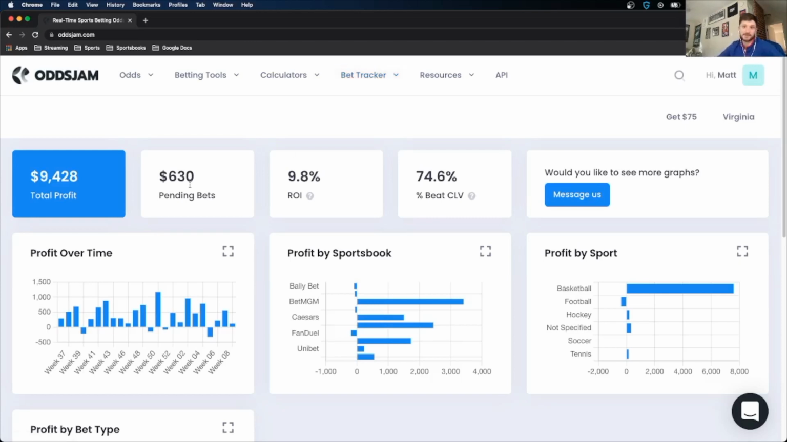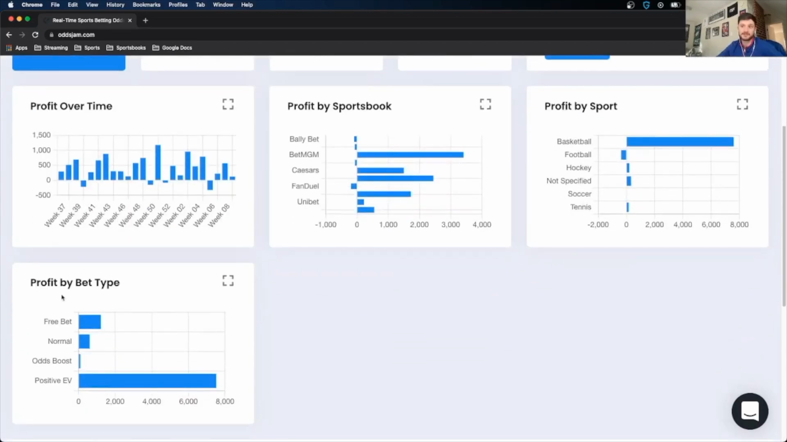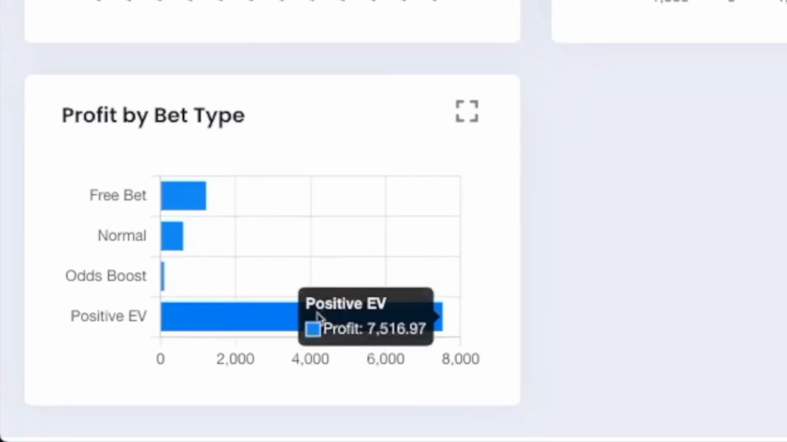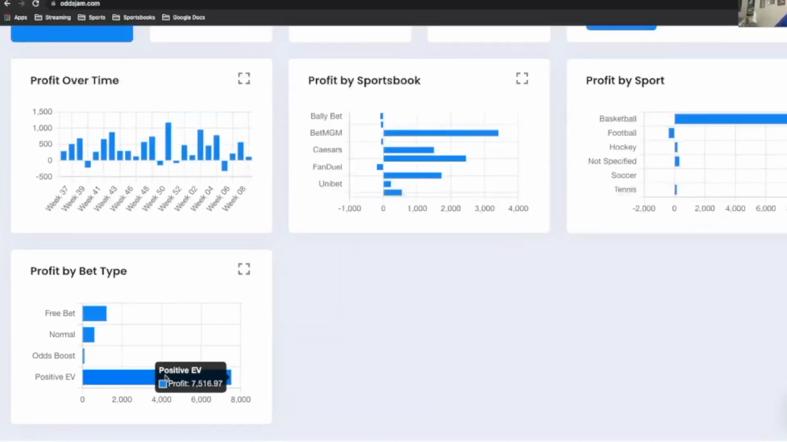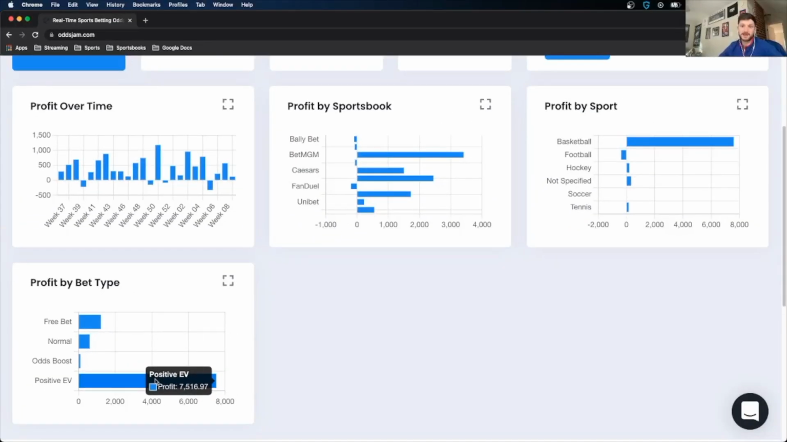So because I track my bets, I can show you exactly how profitable I've been. My total profit using OddsJam, since about the beginning of September when I started, is almost 10 grand, 9,500 total. And if you scroll down here to this graph, profit by bet type, 7,500 of that 9,500 is positive EV betting. So over 90%, exactly whatever the math is. Not quite 90%. Either way, the heavy majority. So that's exactly how profitable it can be.